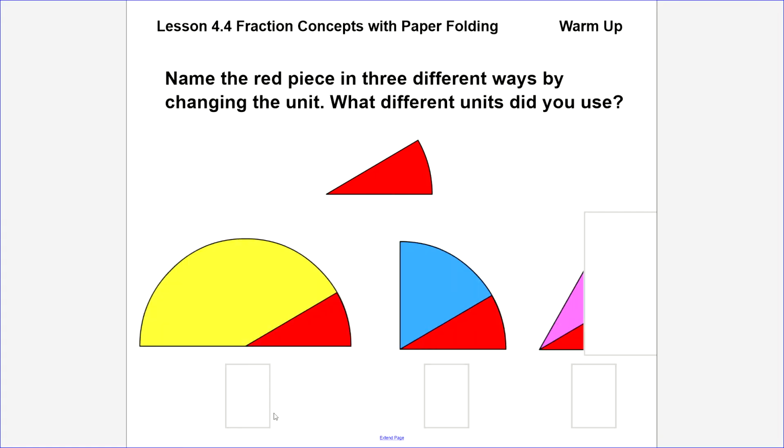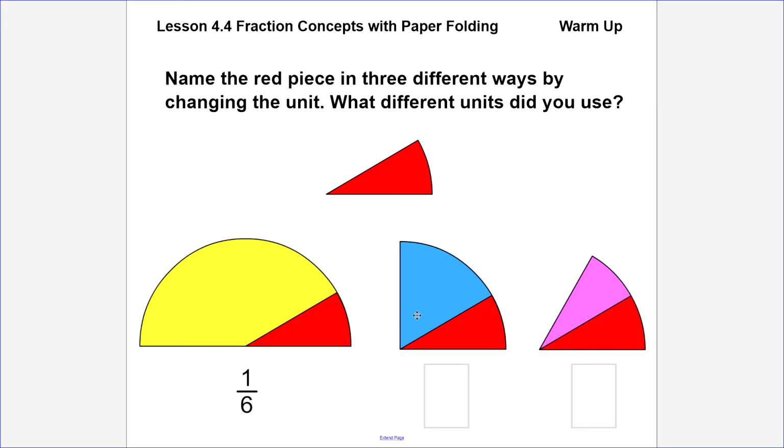Well, one of the units you could use is the yellow piece. I want you to make your yellow piece the unit. If the yellow piece is your unit, what fraction of the unit is 1 red piece? Oh yes, I'm sure you found out that it takes 6 red pieces to completely cover the yellow unit. That means that the name of 1 red piece is 1/6.